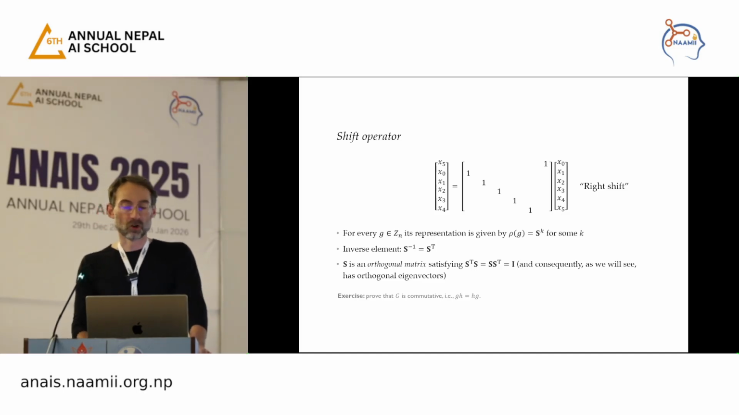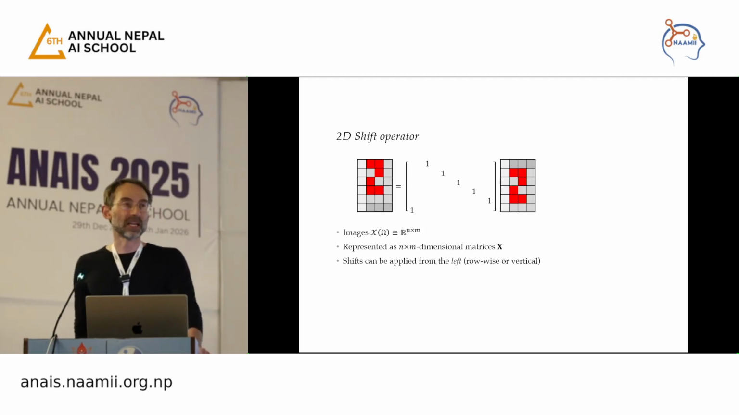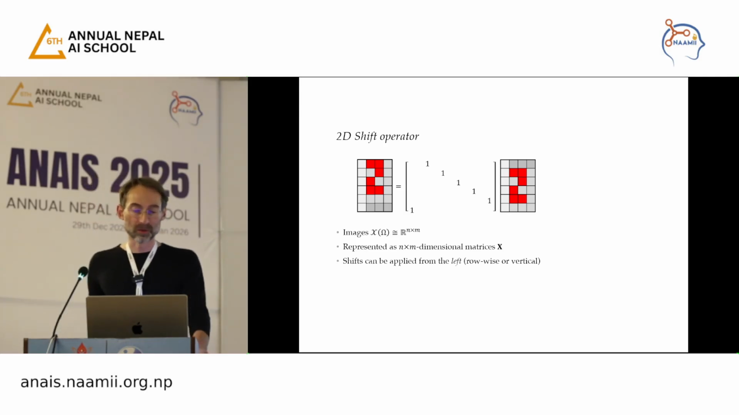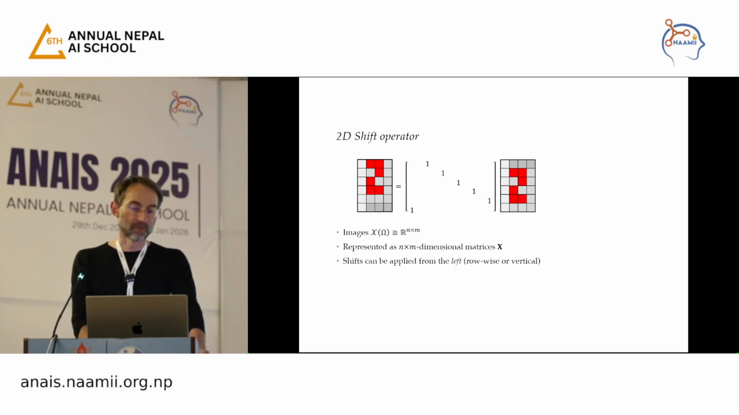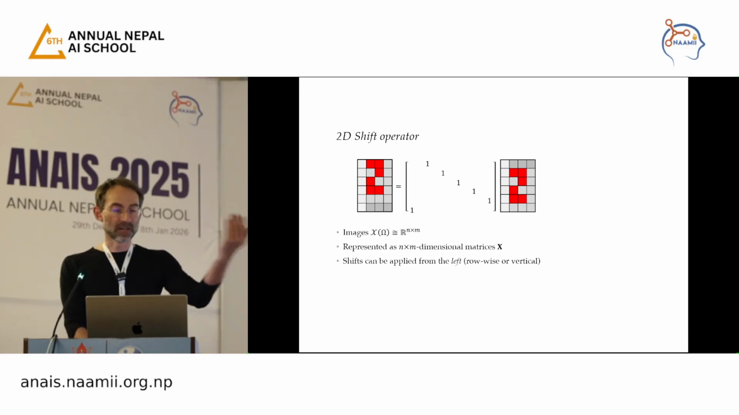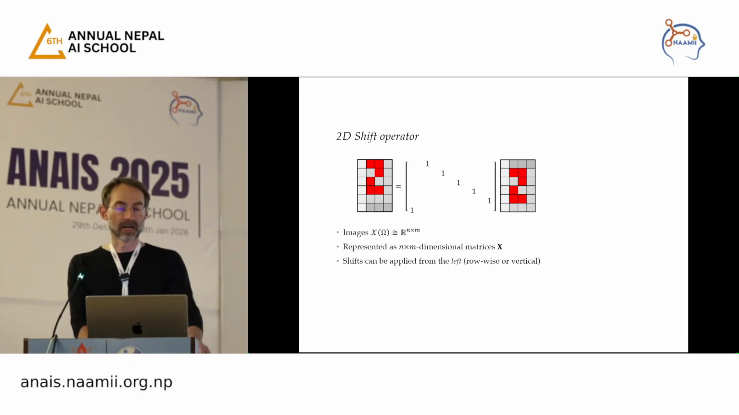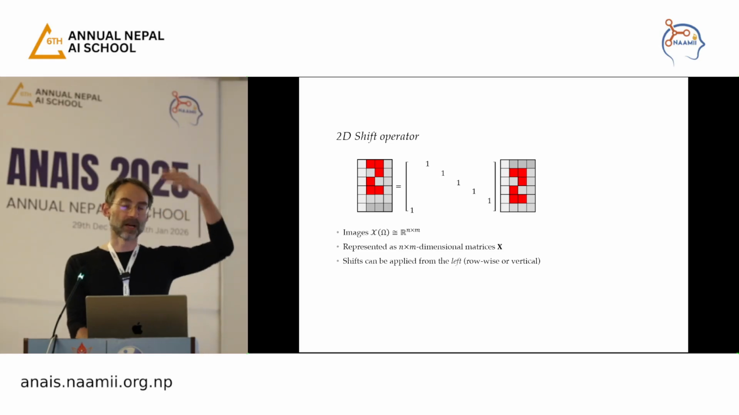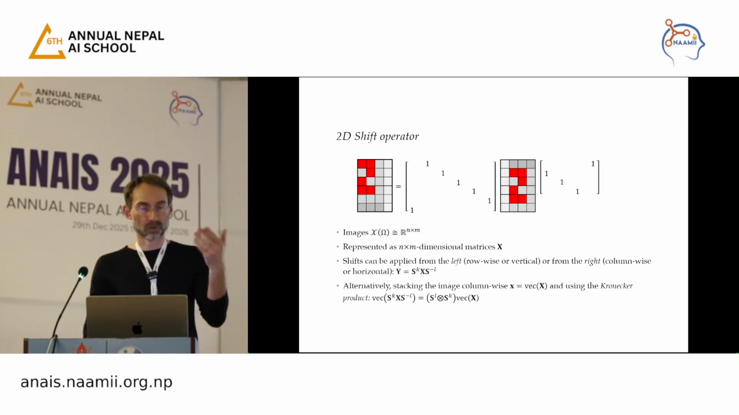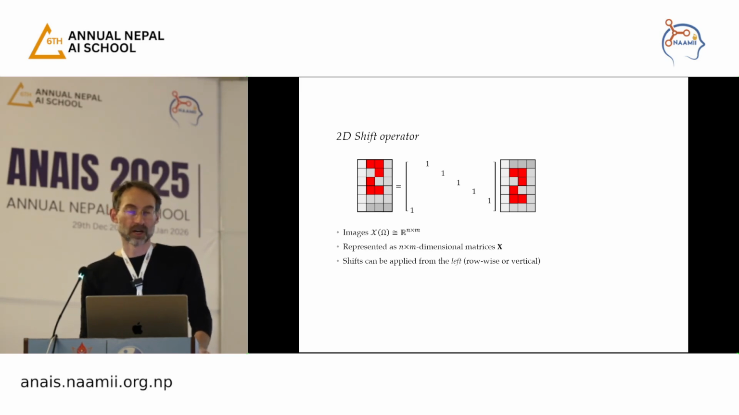Okay. So how do we do two-dimensional shifts, right? So if you have an image, and in most cases, right, so when we talk about convolutional neural networks, usually we apply them to images. Again, we can represent them as n by m dimensional matrices, right? So this is the image of n by m pixels. So I can shift it from the left, right? So it applies column-wise, and I can also shift it from the right, and this applies row-wise. So I can shift both ways, right, by multiplying my image from the left and from the right.